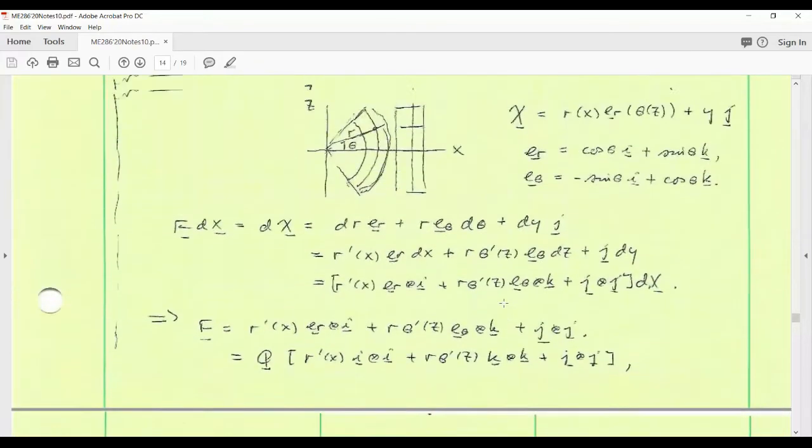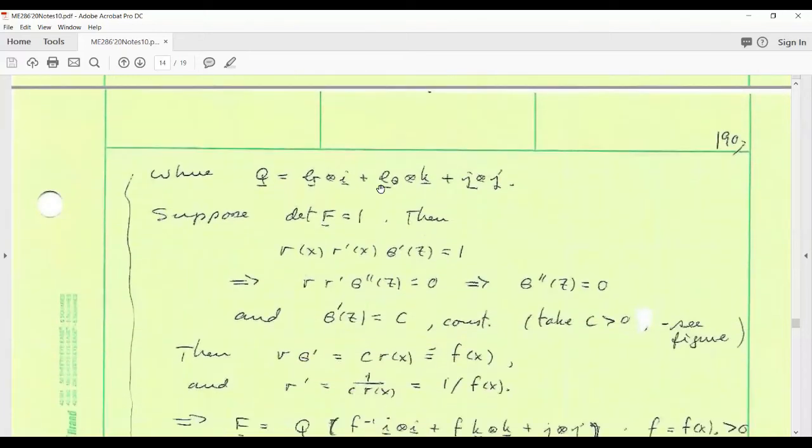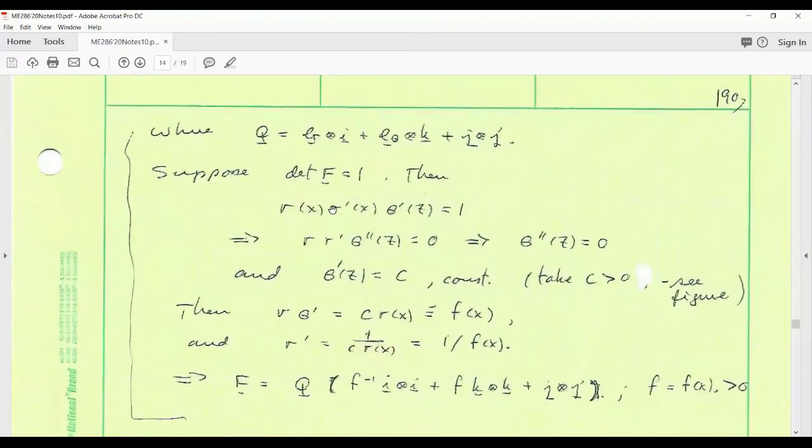And the figure above suggests that we take that constant to be positive. In other words, the farther up you go along the z-axis, the larger theta is, right? So we'll take the constant theta prime to be a positive constant. Then r theta prime would be r times that constant. Since r is a function of x, let's call that some function of x, f of x. R prime then is 1 over r times that constant. So that's 1 over f of x.